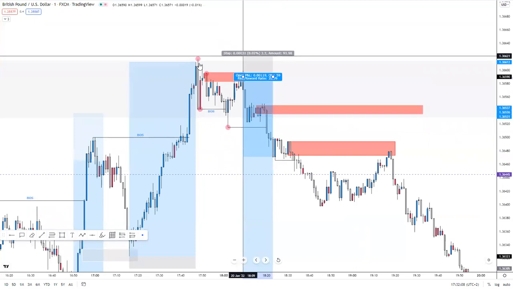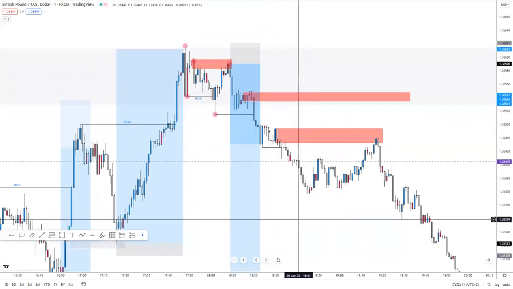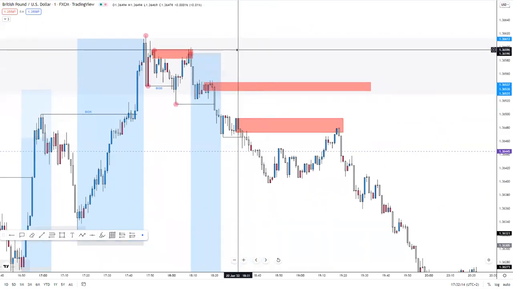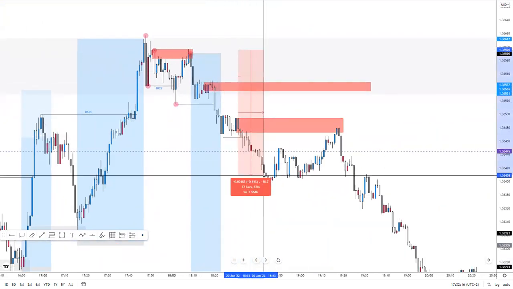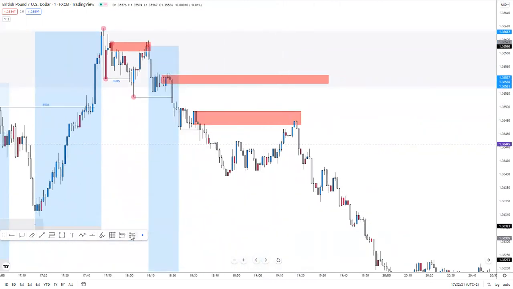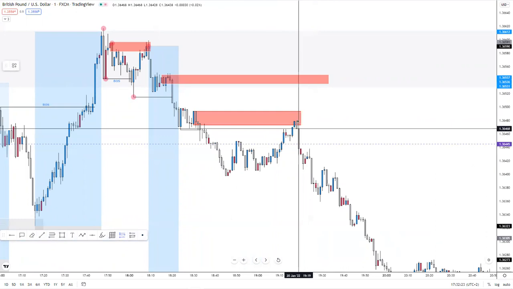Obviously stop loss just above that wick, 3 pips. We can roll over our stops to break even at that point. We're currently running so far about 18 pips in profit. Price retraces, this is our second entry, right? This is all about scalping.